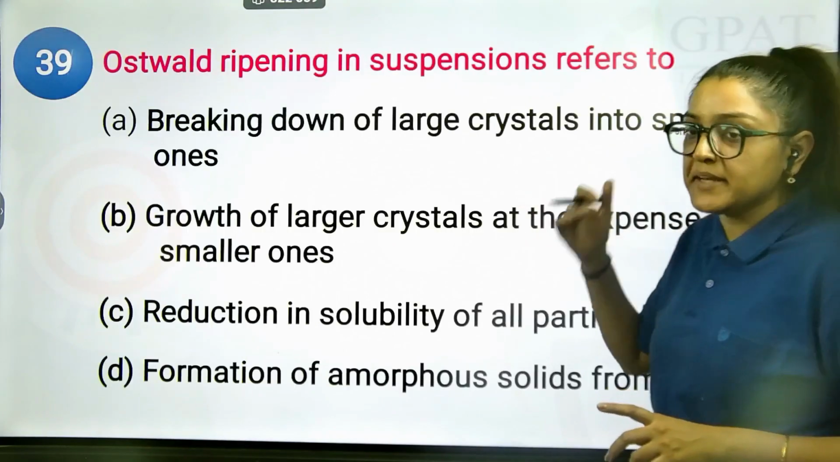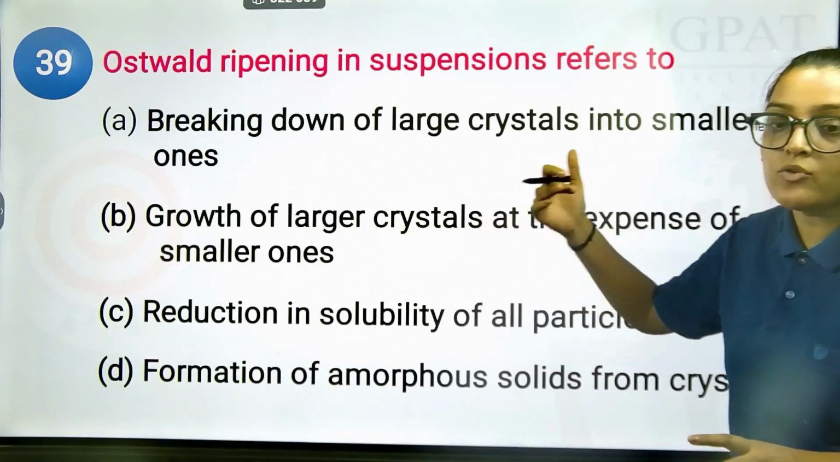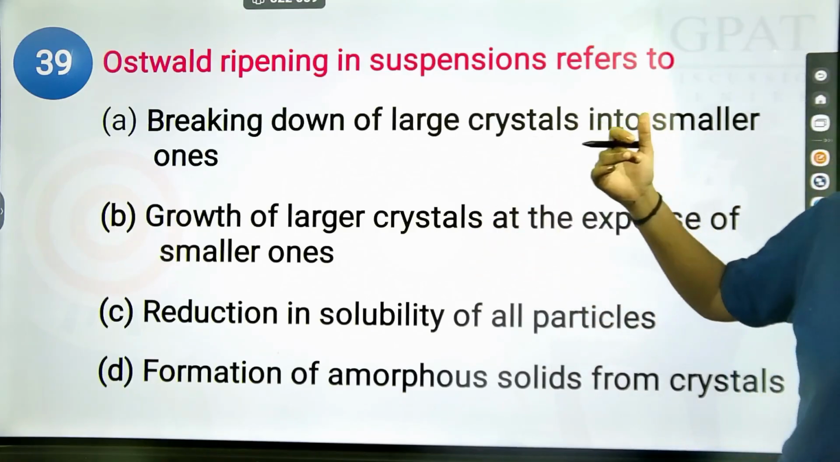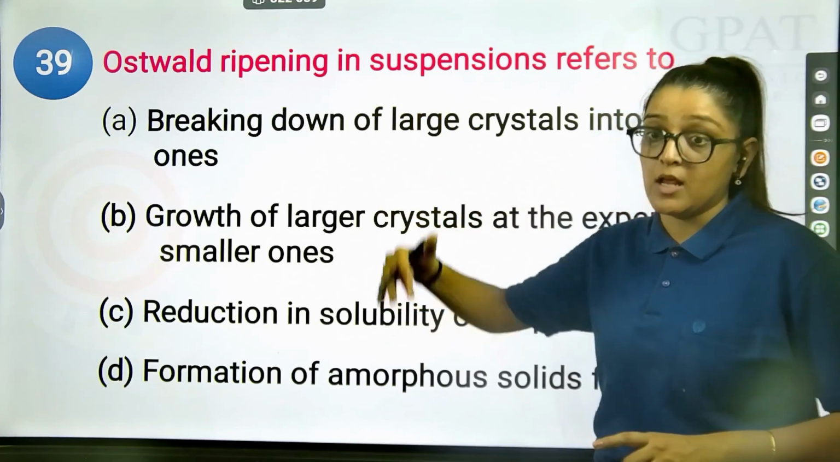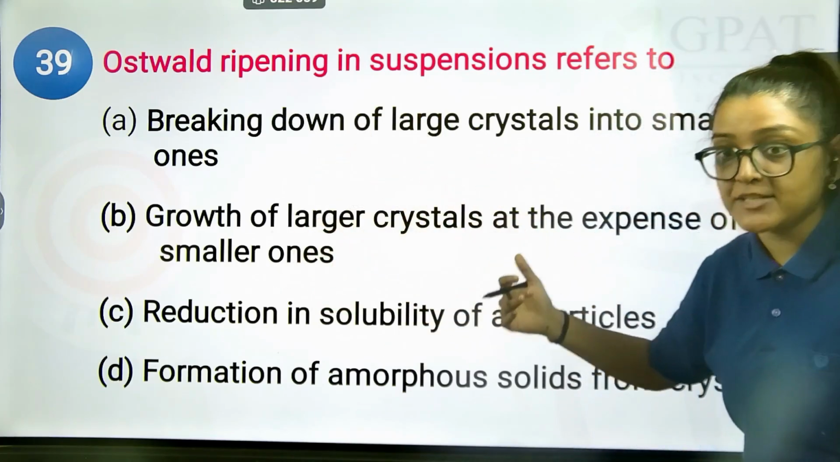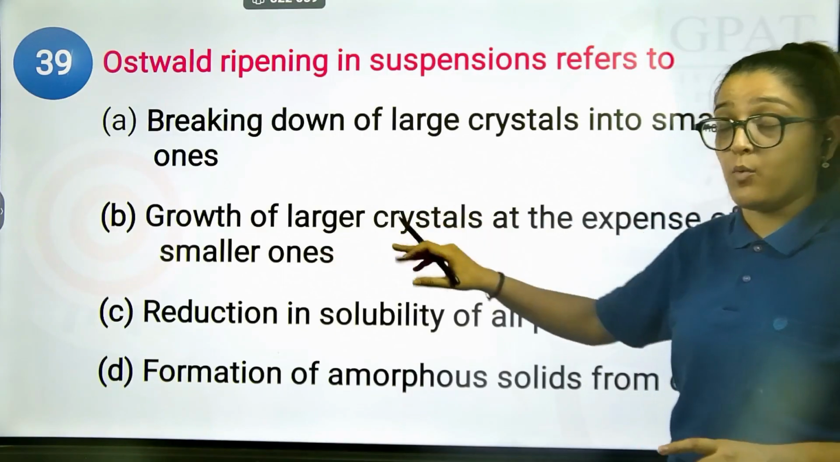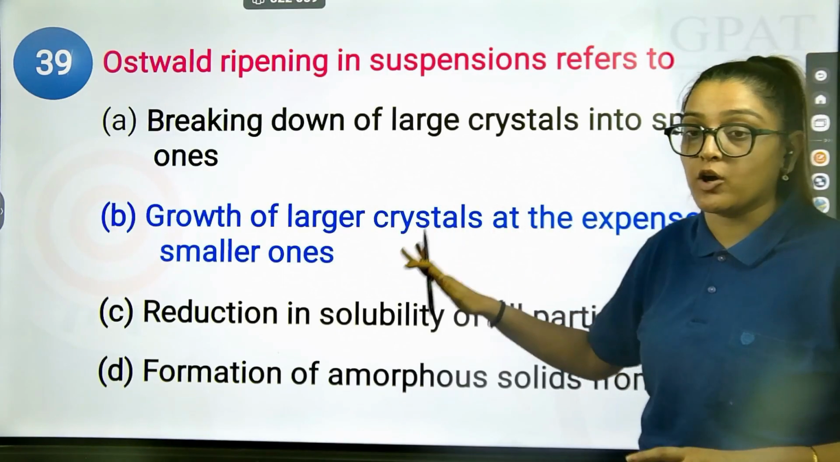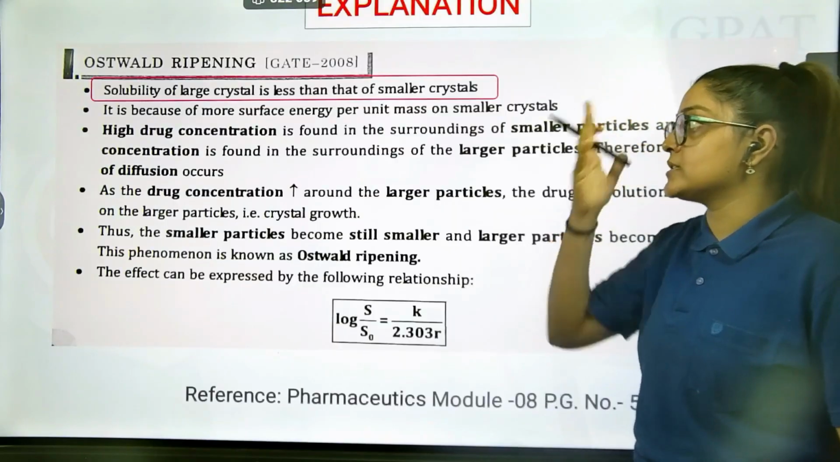Okay. Next, Ostwald ripening in suspensions refers to breakdown of large crystal into smaller ones. No, it is relevant to the growth of the particle. Growth of larger crystal at the expense of the smaller ones. This mentions the one that we have already been talking about. So it is nothing but the growth of the larger crystals, right?